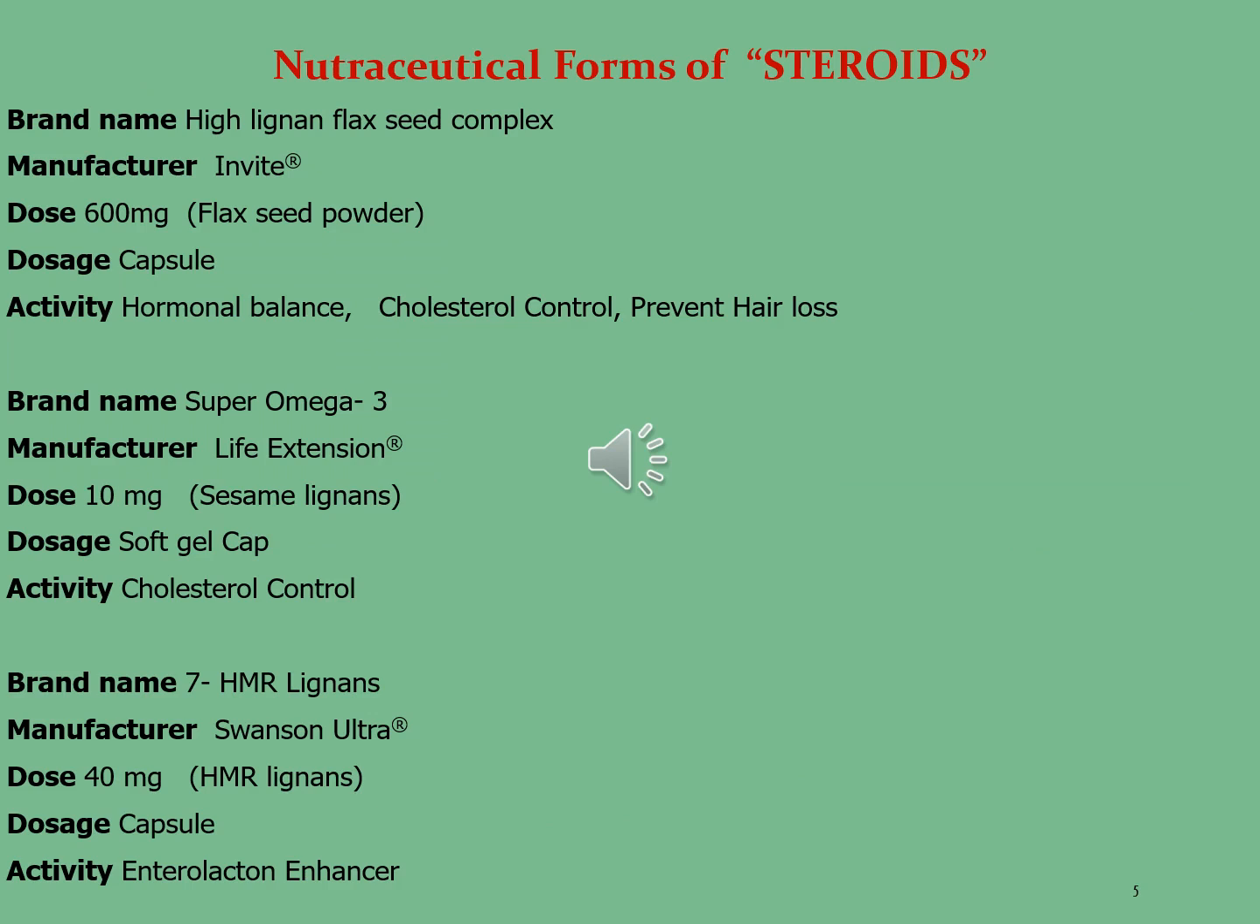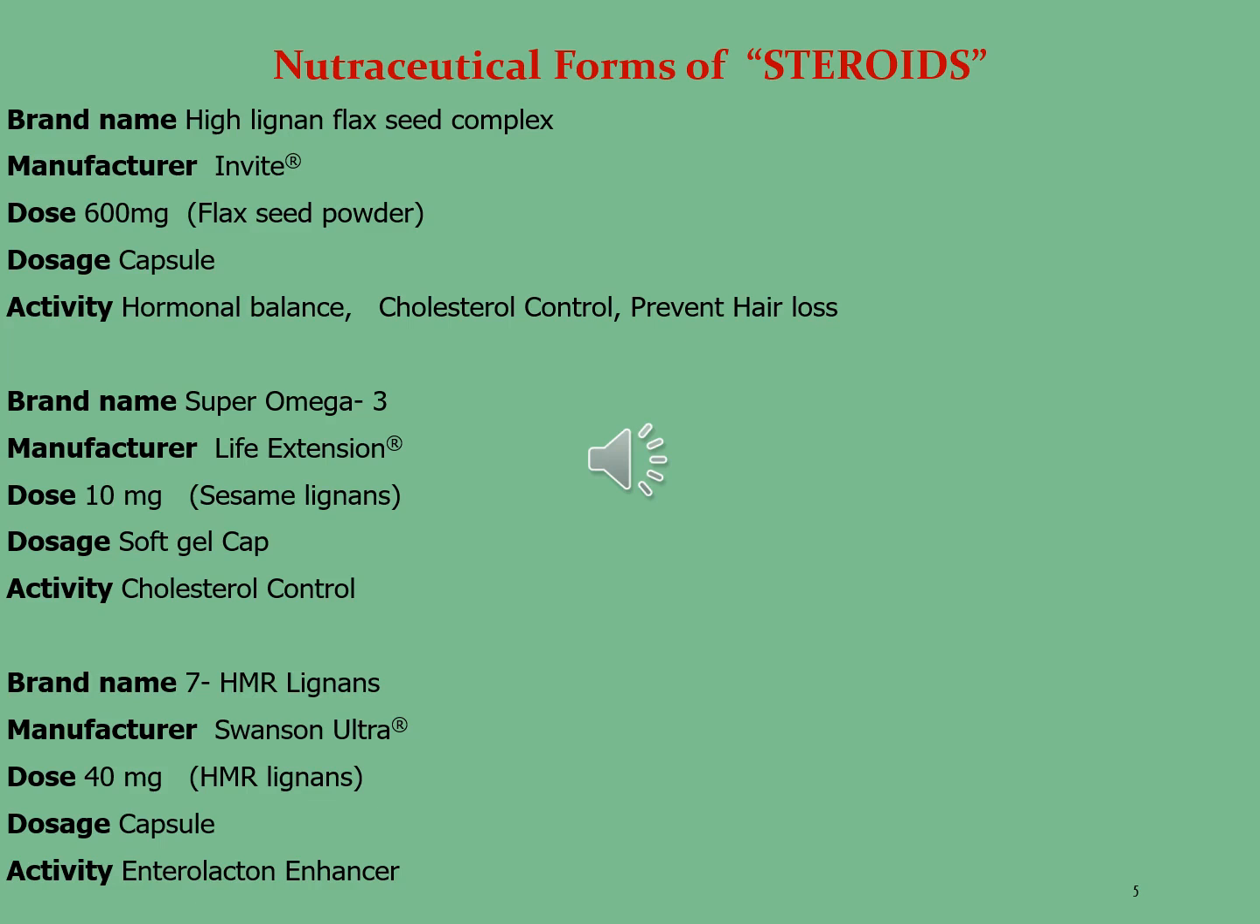Dear students, these are some important pharmaceutical brands of steroid molecules which we missed in our previous lectures. So we discuss some important nutraceutical brands. The first brand is High Lignin Flaxseed Complex. It is manufactured by Invite Nutraceuticals. We take 600 mg per day as its dose and it is formulated in capsule dosage form. The activity of this brand is hormonal balance, cholesterol control and prevention of hair loss.